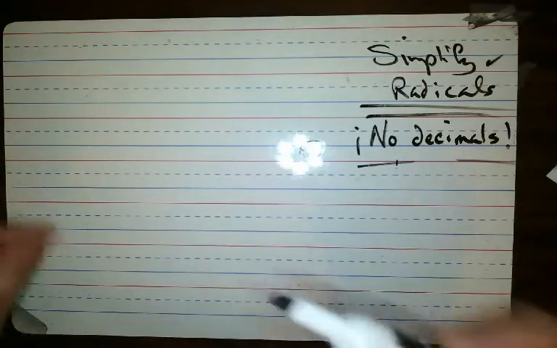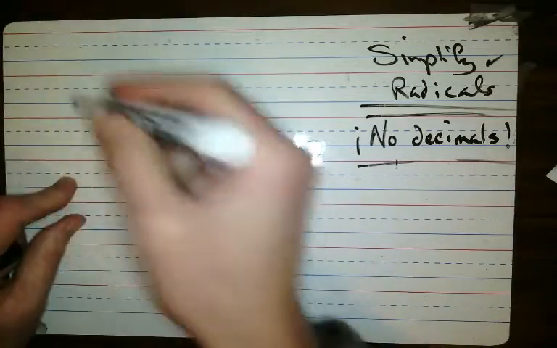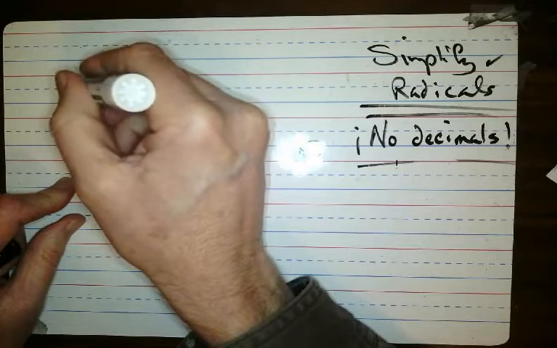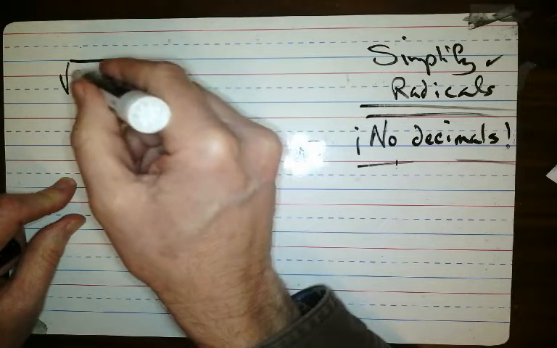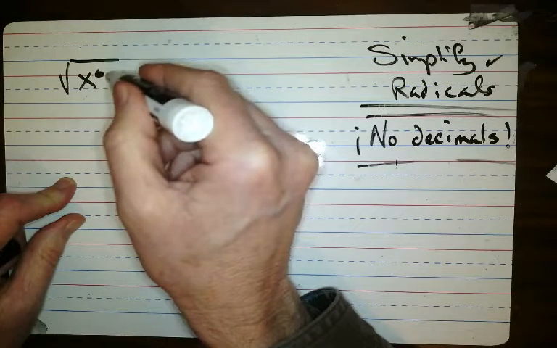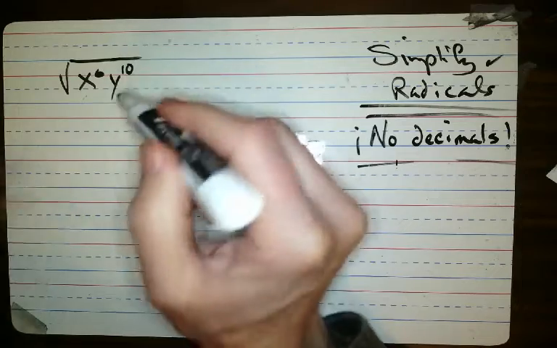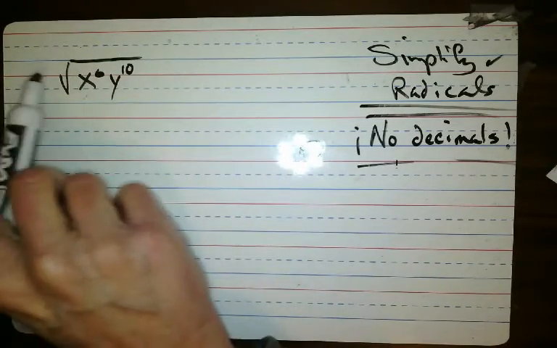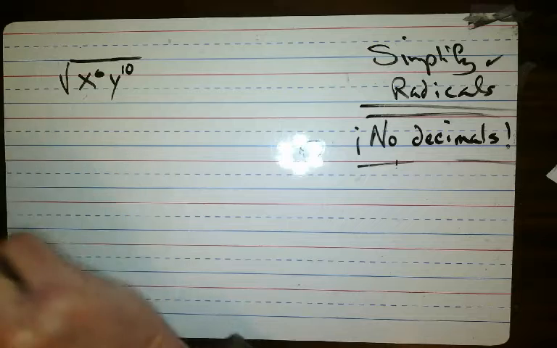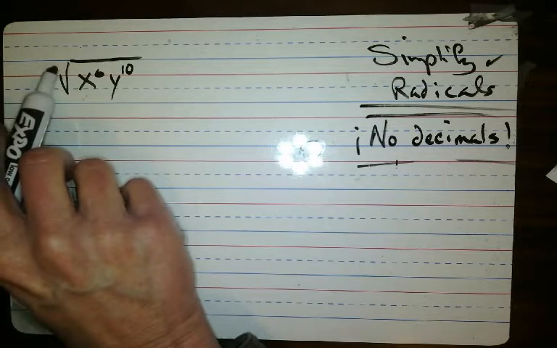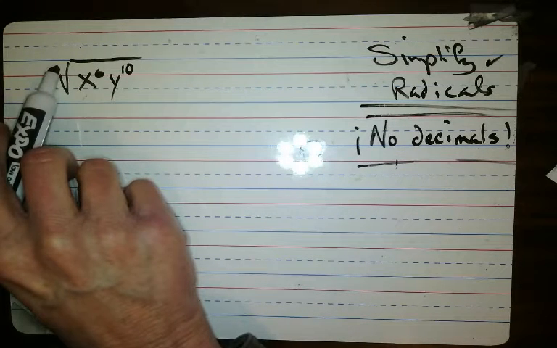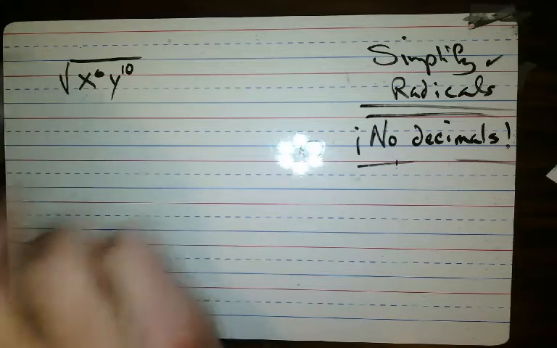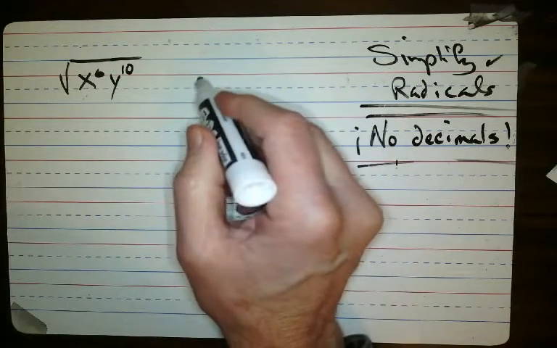Now we're going to be simplifying radicals that have variables in them. Oh no, you say. Well, yeah. So look at this one. We know that the trick is you're dividing by the index. So this is a square root. So if I divide by the index, 2 goes into 6 3 times with none left over.